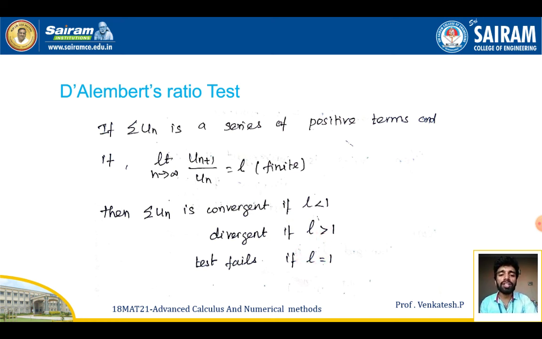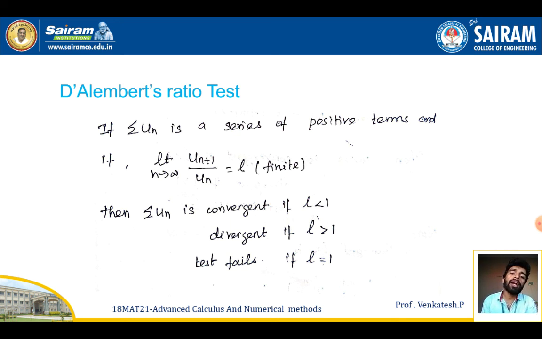So the conditions are the same for both Cauchy's root test and D'Alembert's ratio test. The only change is the formula. There the formula is the limit as n tends to infinity of un whole power 1 by n. Here the formula is the limit as n tends to infinity of un plus 1 by un. So the question is how to identify for which problem we have to apply Cauchy's root test, and for which problem we have to apply D'Alembert's ratio test.